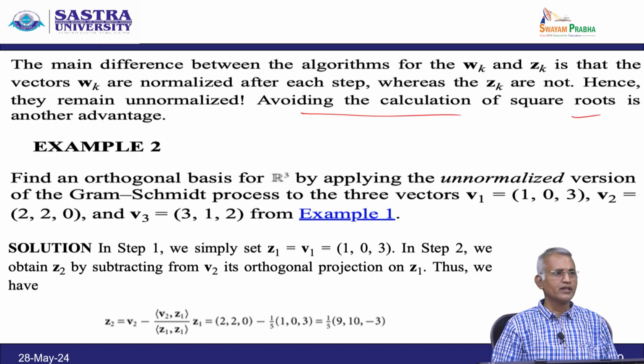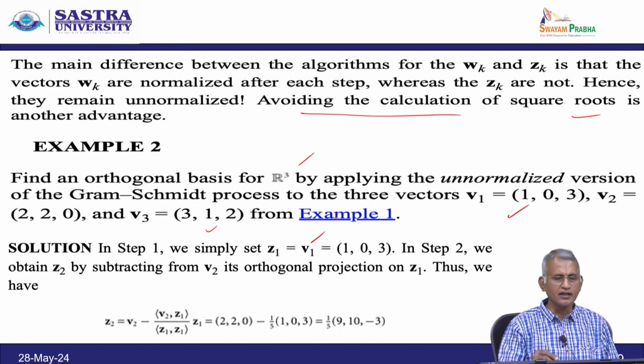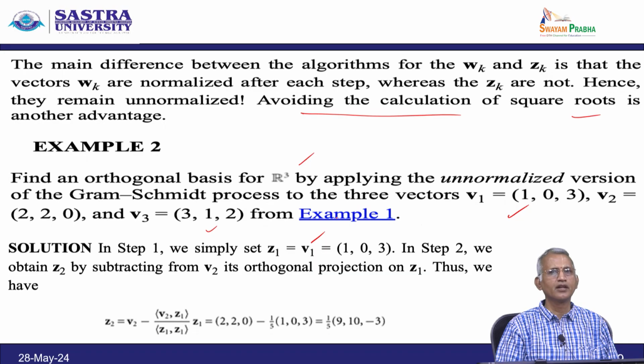Now, let us go with an example. Find an orthogonal basis for R cubed by applying the unnormalized version of the Gram-Schmidt process to the three vectors V1 equal to (1, 0, 3), V2 equal to (2, 2, 0) and V3 equal to (3, 1, 2) from the previous example. In step 1, we set Z1 equal to V1, that is (1, 0, 3).